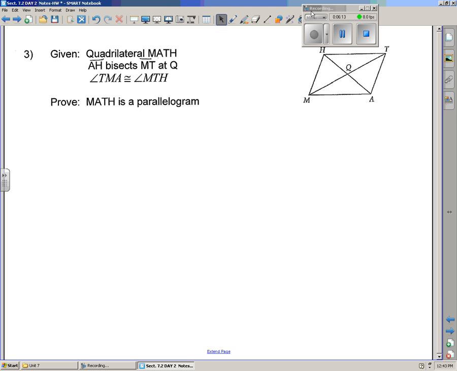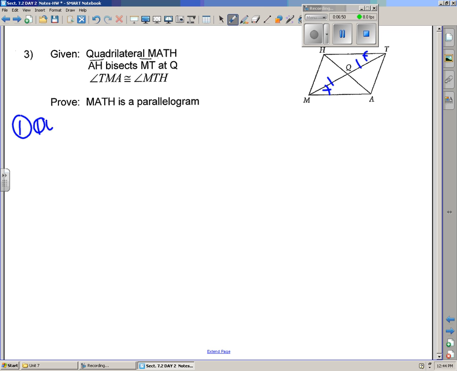We got quadrilateral MATH. AH bisects MT at Q. So MT is what's bisected, there to there. TMA and MTH are congruent. TMA is here, MTH is here. How do we know MATH is a parallelogram? A couple of ways to do it. One of the ways that I happen to use a lot is if you can prove one pair of opposite sides both congruent and parallel, you automatically have a parallelogram. And I bet I can get congruent triangles in here and be able to do that. So let's see what we can do.